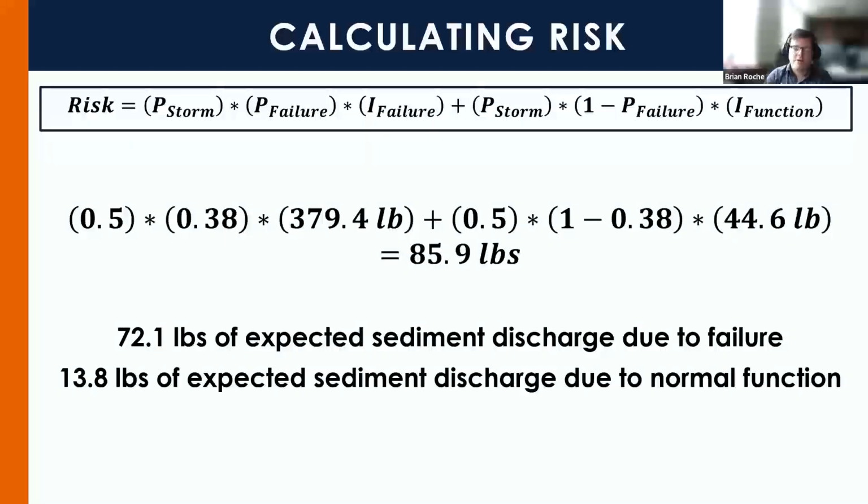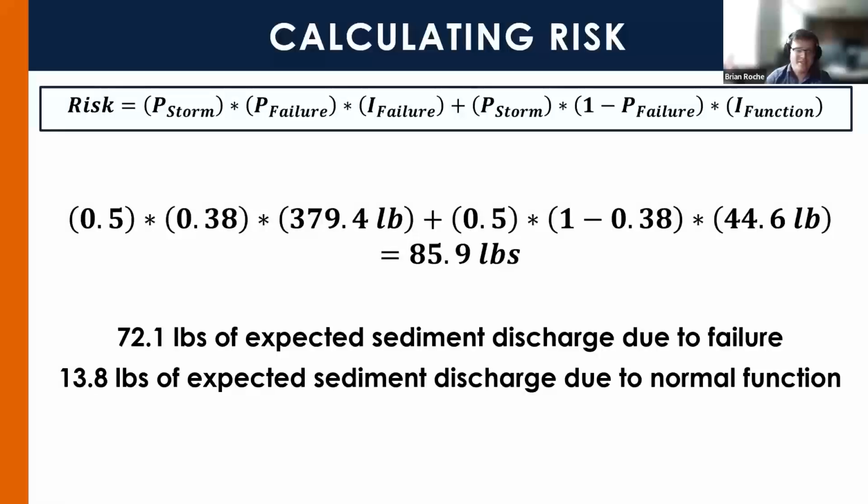So after determining all our factors, we can calculate overall risk. Like I said, we use that storm event probability of 50%, an expected sediment discharge of that failed installation of about 380 pounds, that failure probability of 38%. And we also used a 96% capture rate, which Dr. Whitman found through testing for a non-failed installation.